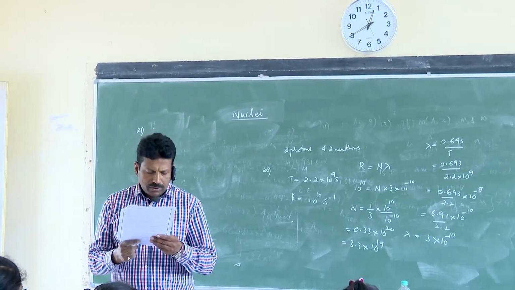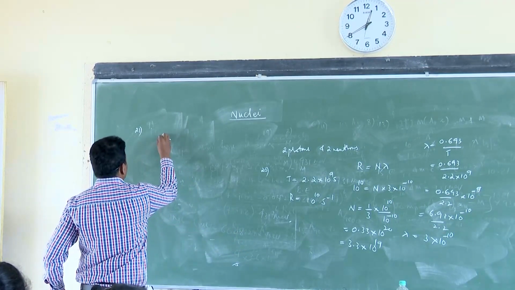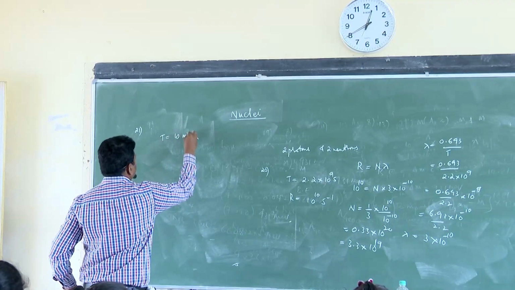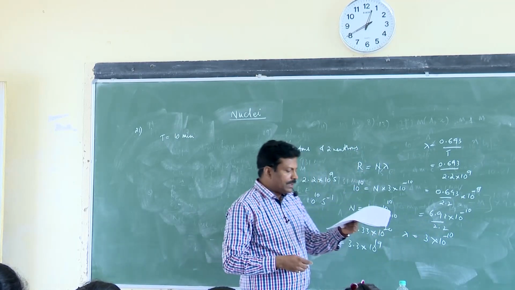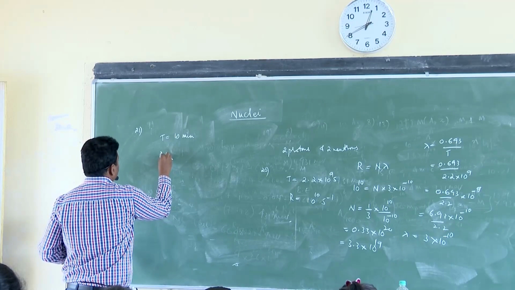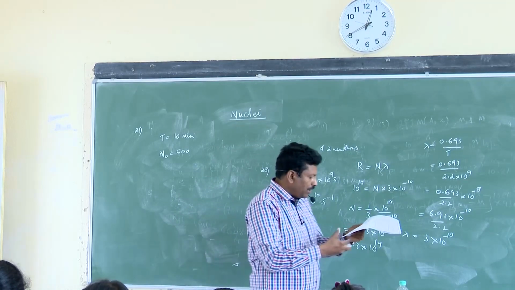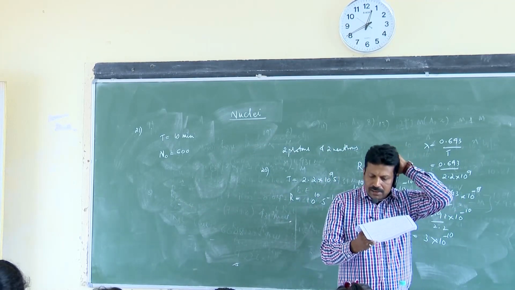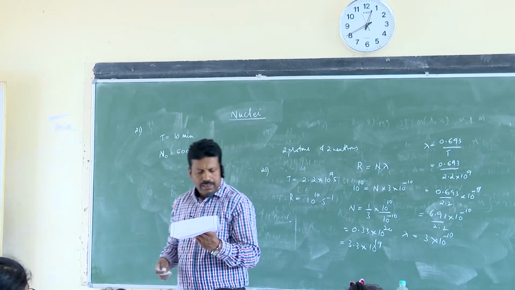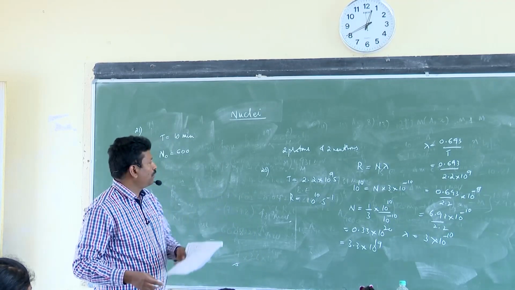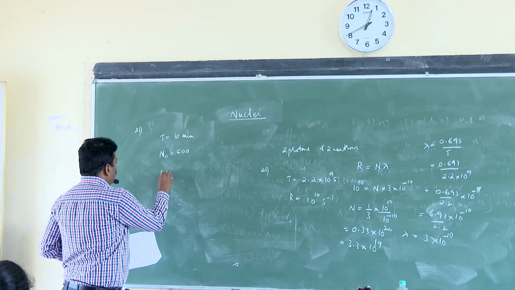21st question. For a radioactive material, half-life is 10 minutes. T half is 10 minutes. If initially there are 600 number of nuclei, so N0 is 600. The time taken in minutes for the disintegration of 450 nuclei. For the disintegration, 450 nuclei disintegrated. What are the number of nuclei left?